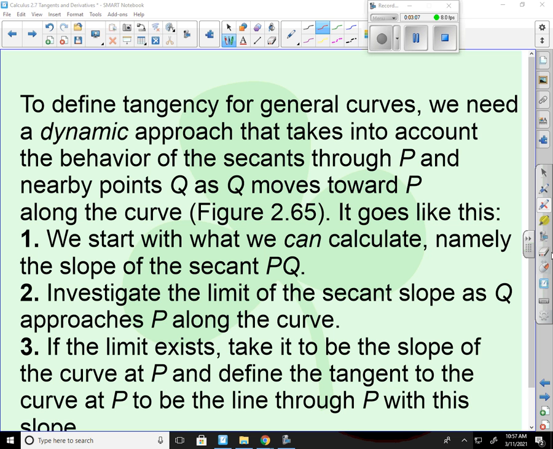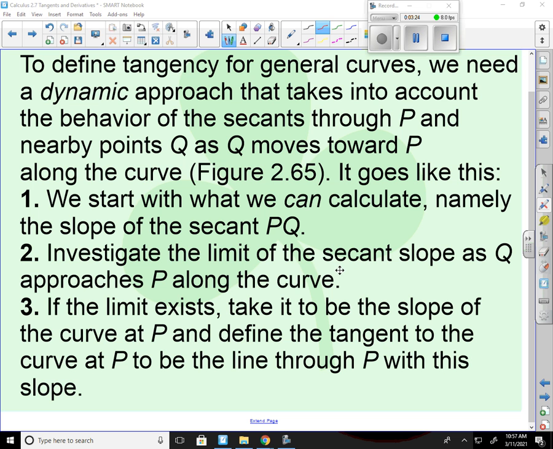Namely, we can find the slope of the secant between P and Q. Then we look at the limit of the secant slope as Q approaches P along the curve, as I move my point closer to P along the curve. If the limit exists, then we can say that that is the slope of the curve at P, and define the tangent to the curve at P to be the line through P with this slope.